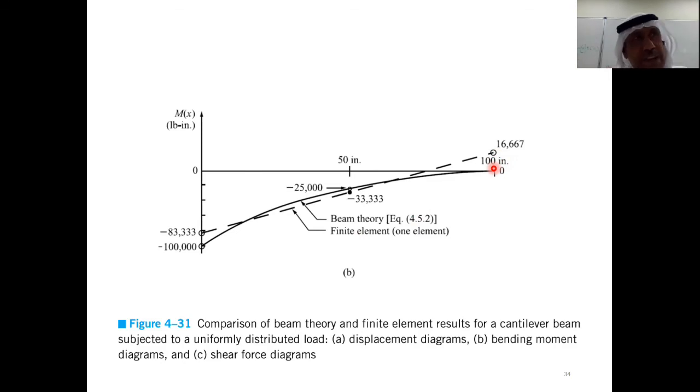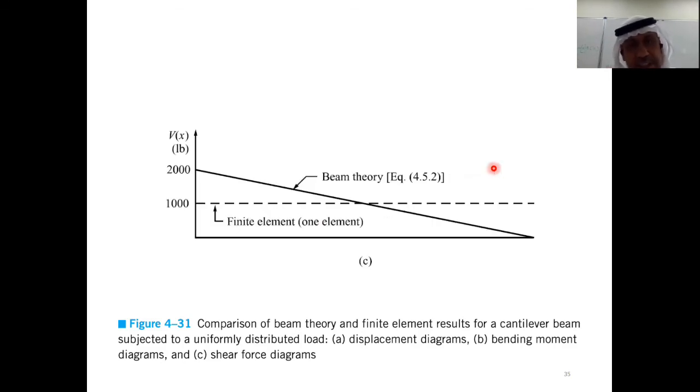What do you think about the shear? Do you think the shear also will have a different answer? The shear is the worst. Finite element is saying that shear is constant, whereas the beam theory is here. This, I cannot take it. So it means 1 element, 2 elements is not good. You have to go to higher order terms so that you will have this in a state.